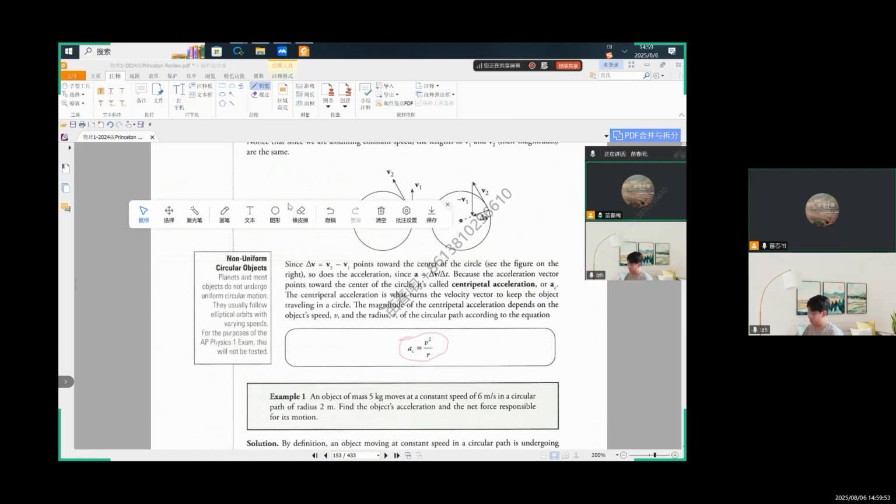Example 1. Can you do example 1? Yeah. Let's do 1. How do we do 1?